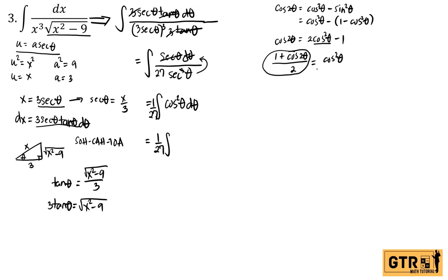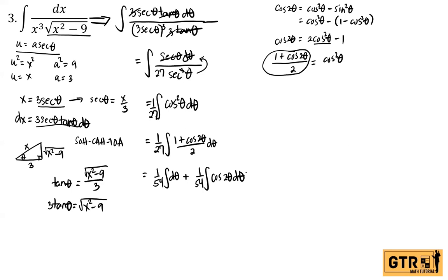And this is the identity for cosine square. For sine square, we also have this identity, but change the sign to negative. Okay? So substitute. So we have 1 plus cosine 2 theta over 2 times d theta. And then let us distribute. So therefore we have 1 over 27 times 2. So we have 1 over 54 integral of 1 times d theta. So that is d theta plus 1 over 54 integral of cosine 2 theta d theta.